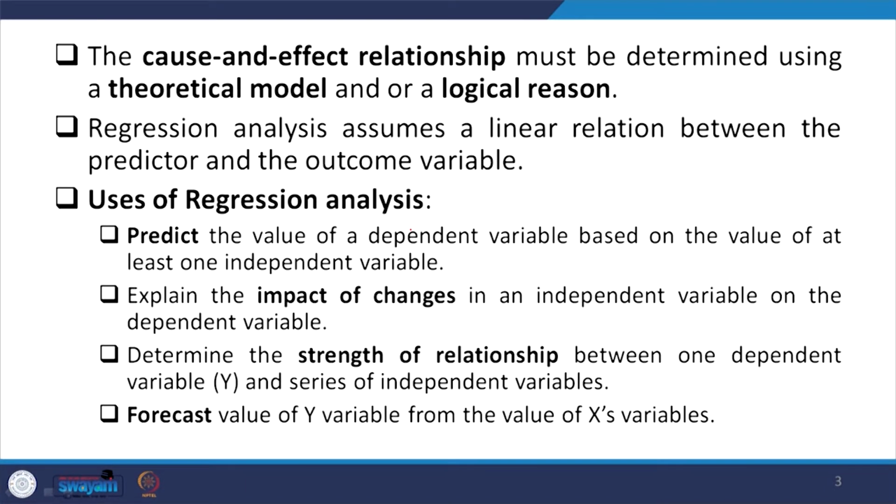So, regression analysis assumes a linear relation between the predictor and the outcome variable. Predictor, broadly speaking, is the independent variable, and the outcome is the dependent variable. We use regression analysis to predict the value of a dependent variable based on the value of at least one independent variable, at least one to be noted. It may be one also, but then that model will be called a bivariate kind, or simple regression model, which we are going to discuss.